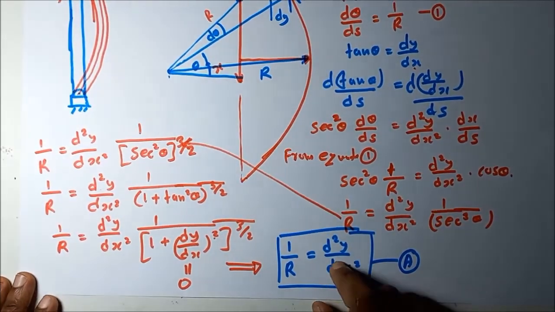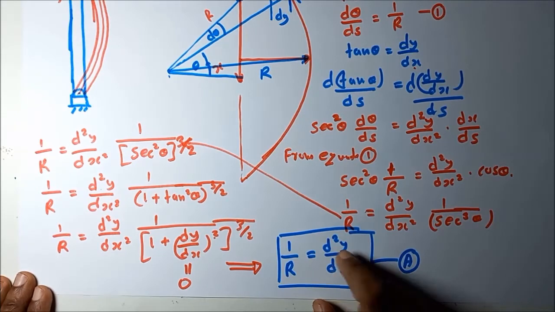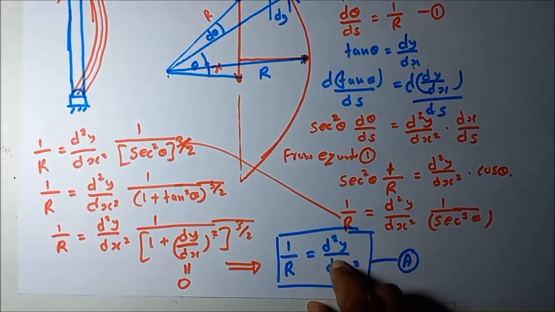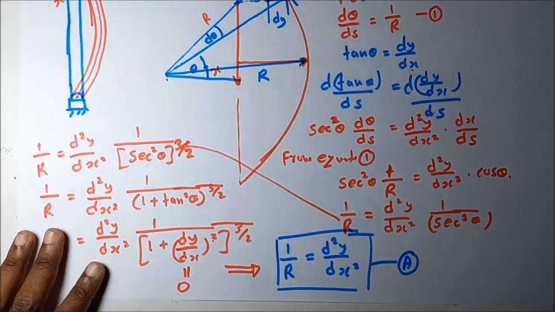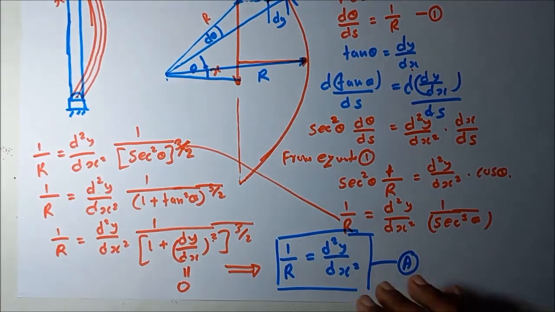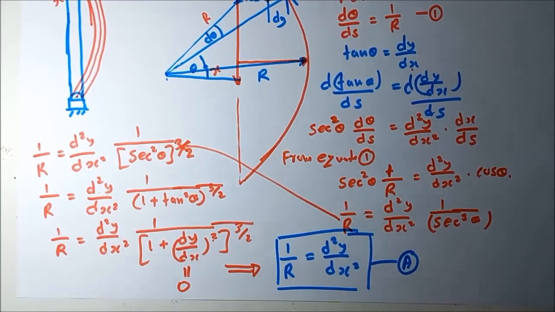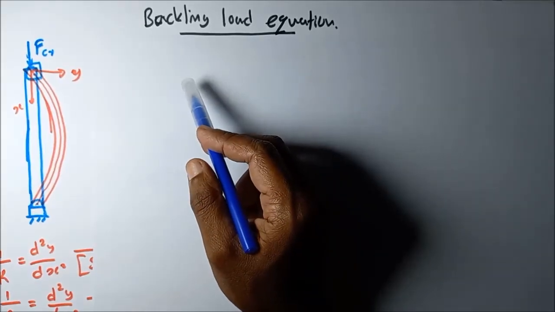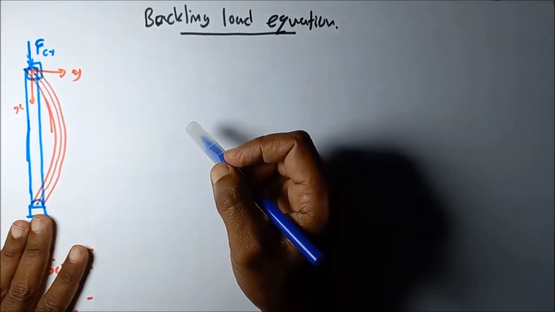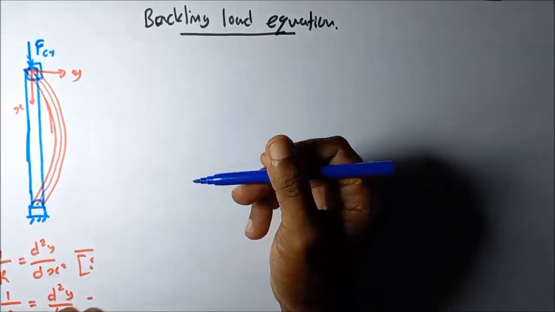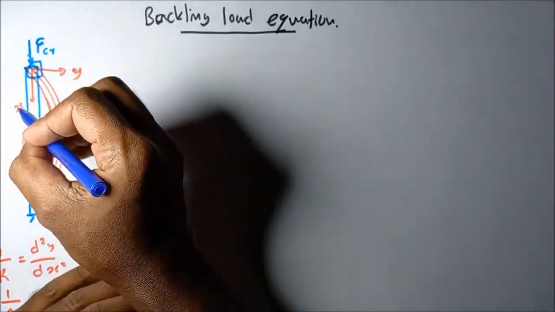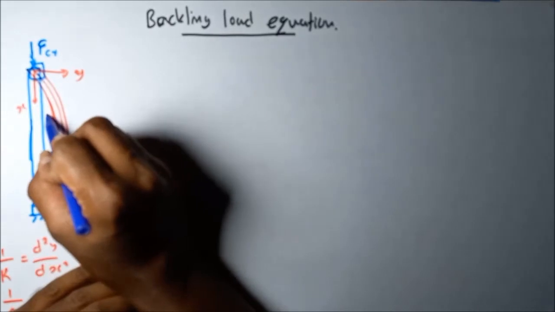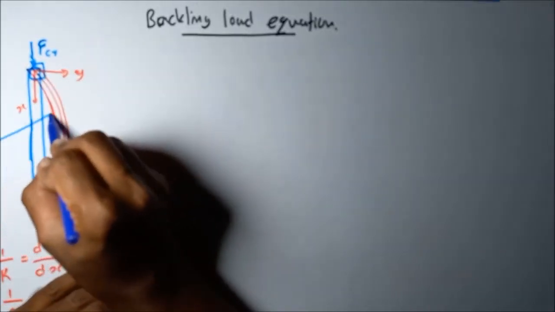Then let's obtain another equation, then we can combine these two equations to form the buckling load equation. So I'm going to section somewhere in here. Let's take this is the center of the arc.